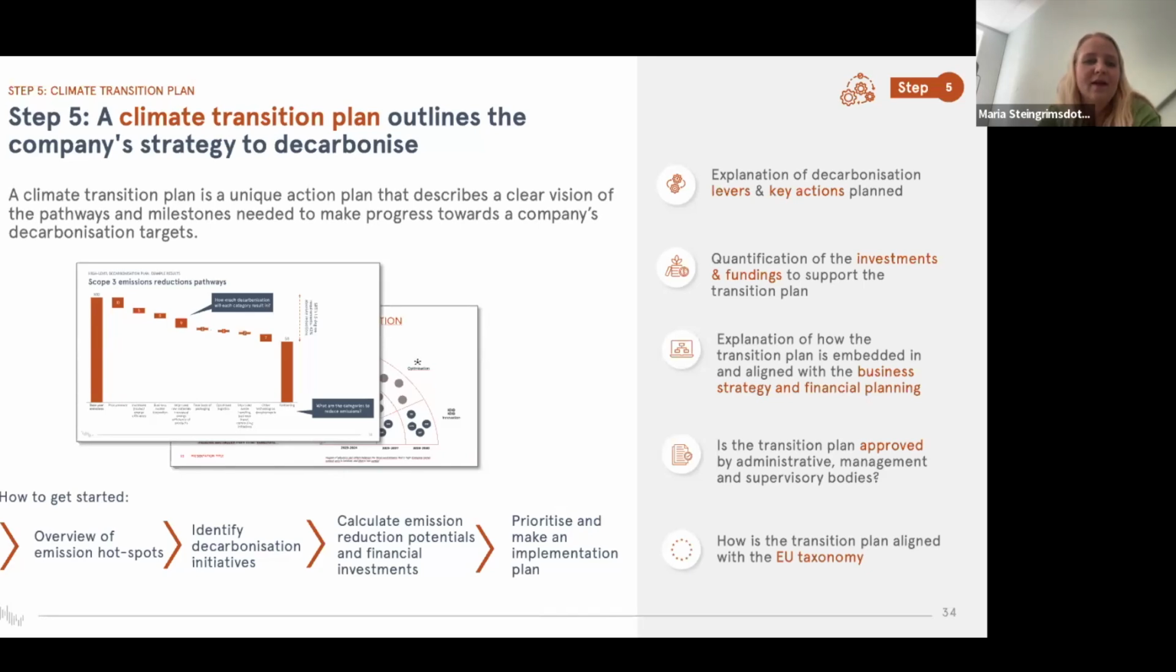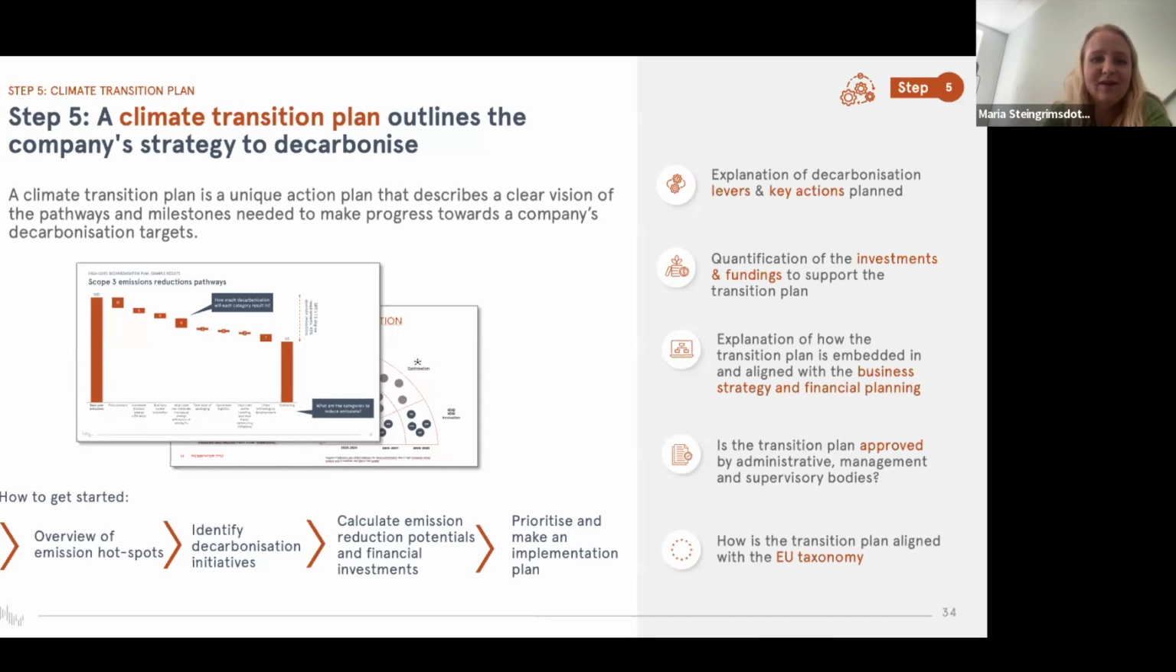So if you and your company already have a transition plan, you're very well prepared for ESRS E1 reporting. A climate transition plan outlines a company's plan to decarbonize, describing the pathways and milestones needed to achieve the climate target set. And in my experience, this is the most comprehensive disclosure requirement, the one that takes the longest time to conduct, and the one that requires the biggest amount of stakeholders and funding from the company.